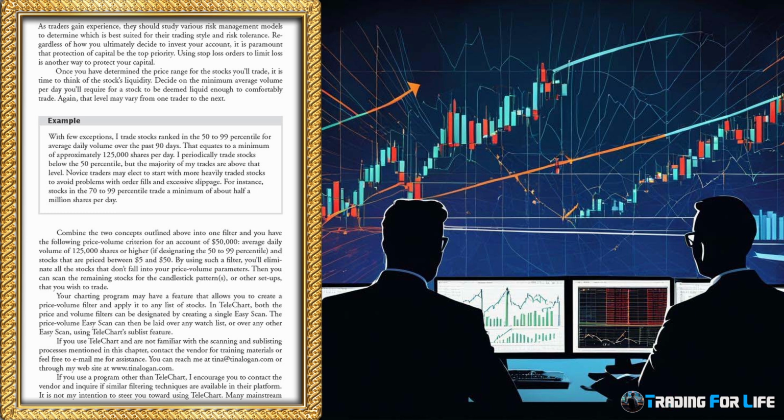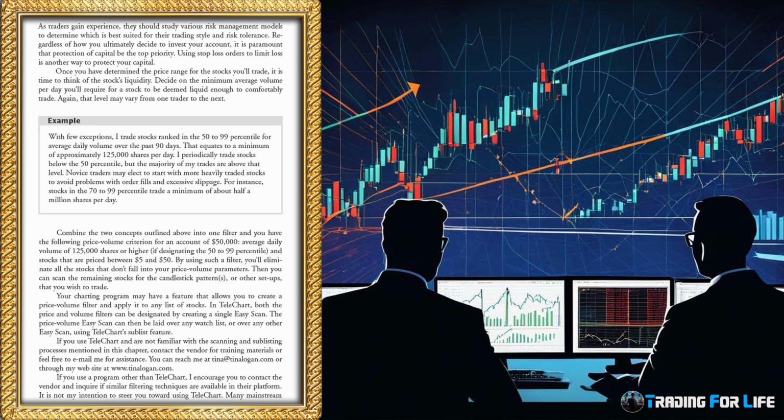Novice traders may elect to start with more heavily traded stocks to avoid problems with order fills and excessive slippage. For instance, stocks in the 70 to 99 percentile trade a minimum of about 500,000 shares per day. Combine the two concepts outlined above into one filter, and you have the following price-volume criterion for an account of $50,000. Average daily volume of 125,000 shares or higher, if designating the 50 to 99 percentile, and stocks that are priced between $5 and $50. By using such a filter, you'll eliminate all the stocks that don't fall into your price volume parameters. Then you can scan the remaining stocks for the candlestick patterns or other setups that you wish to trade.